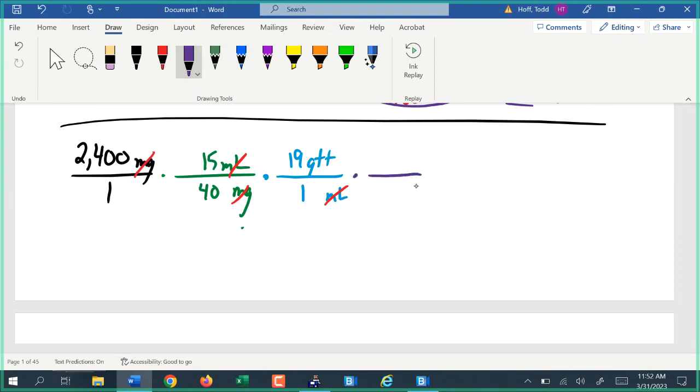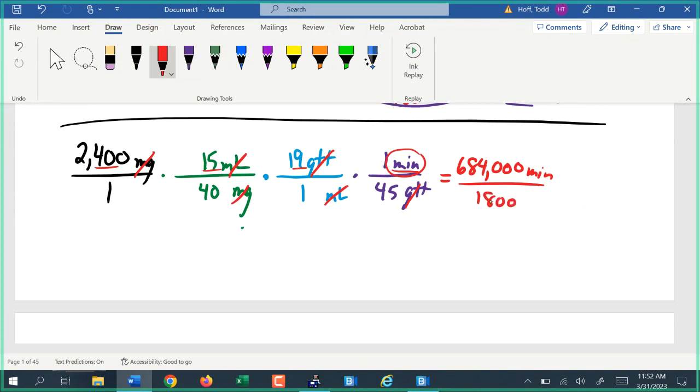And next we need to get rid of those drops. Well, the only thing we have left with drops in it is that actual flow rate setting of 45 drops per 1 minute. And so now the drops have canceled out. The only units we have left are minutes, and it's actually on top again. So we do the calculation on top. It's actually the same numbers in different order. 2,400 times 15 times 19 times 1 minute is 684,000 minutes. Over 1 times 40 times 1 times 45 is 1,800. And once again, it divides out to be 380 minutes.